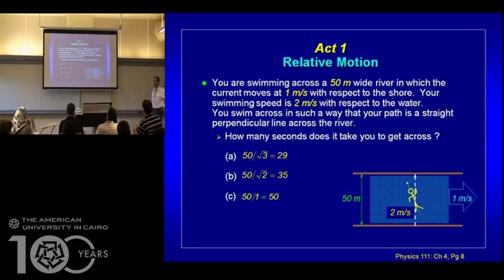Guys, I showed you the concept. I told you what is the concept of relative motion. And I want you guys to look at that problem and read it. And let's vote on the answers again, as we do each time. A, B, or C.